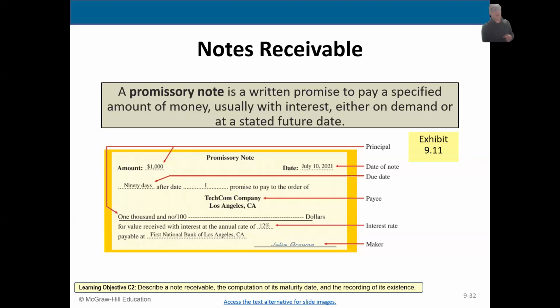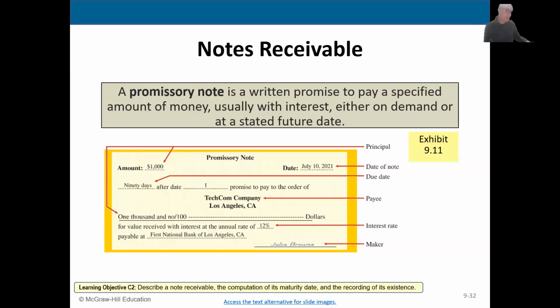The customer in this case has to sign what we call a promissory note. Now, if you've ever taken out a loan of any sort, for example, maybe a student loan, you had to sign what's called a promissory note. A promissory note is, simply put, a promise to pay. You're promising to pay this amount of money with interest, either on demand, meaning the bank came to you and said you've got to pay now, or at a stated future date when it's due. Okay? So here's an example of it. We've got the dollar amount, the date the promissory note was made, when it's due, 90 days after today's date. Promise to pay, who it's being paid to, the dollar amount. Oh, and not to mention the interest rate.